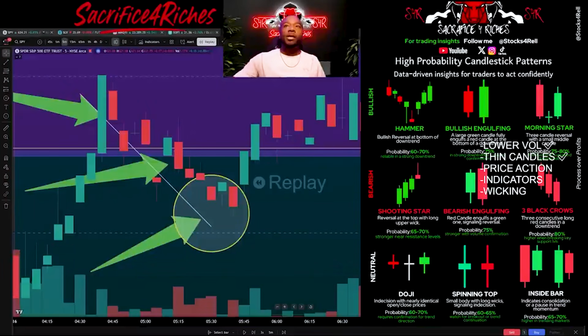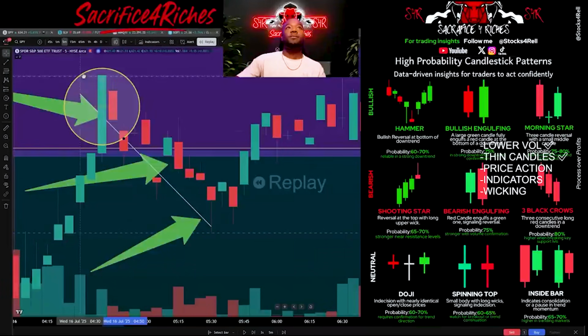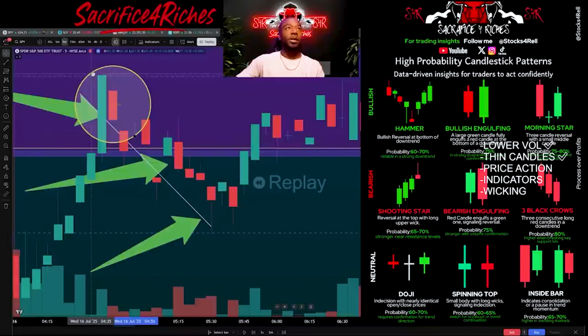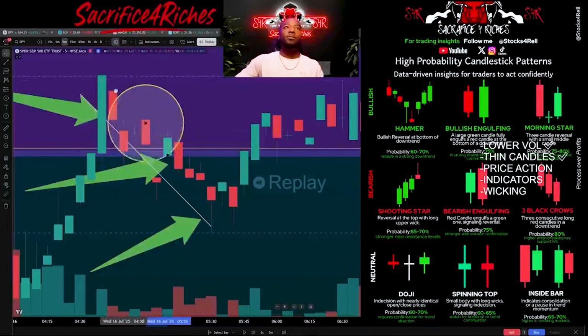Price action. The bottom right-hand corner that shows neutral is an inside bar, okay? An inside bar indicates consolidation or a pause in a trend's momentum. It's a pause in a trend's momentum. This is what this is. Okay, that's what this is. An inside bar. Okay, it's a pause. It's not a reversal candle. Okay, so that's your indication that we got some retracement that's likely going to happen here.